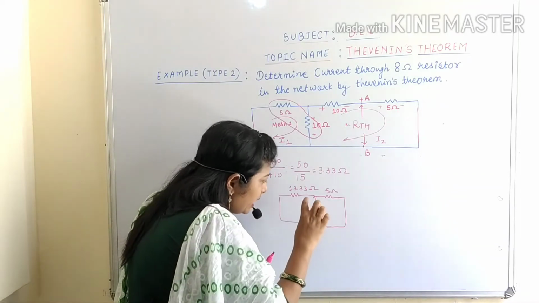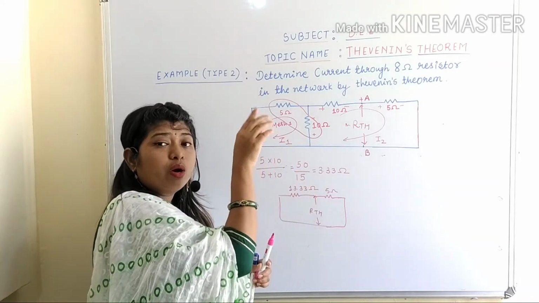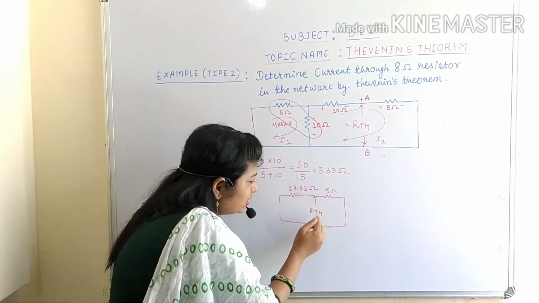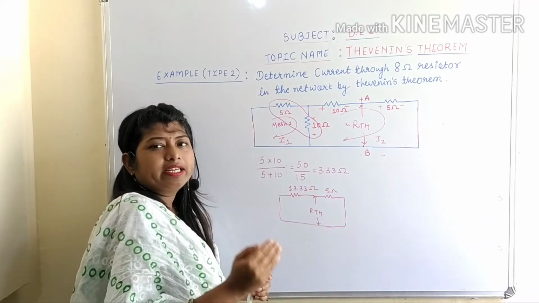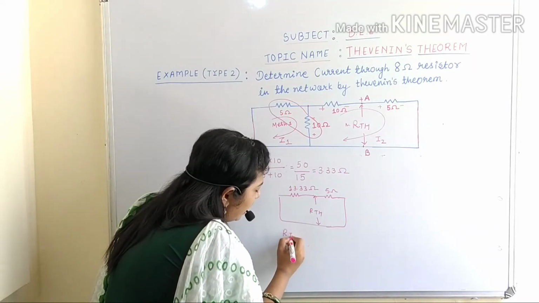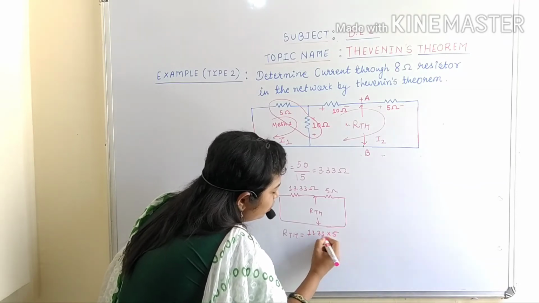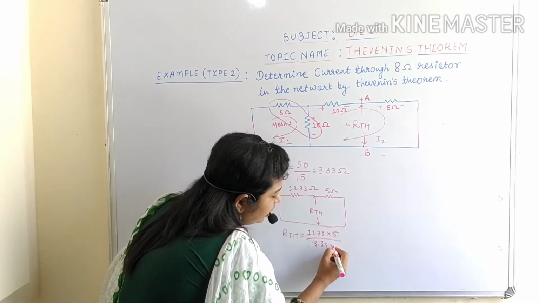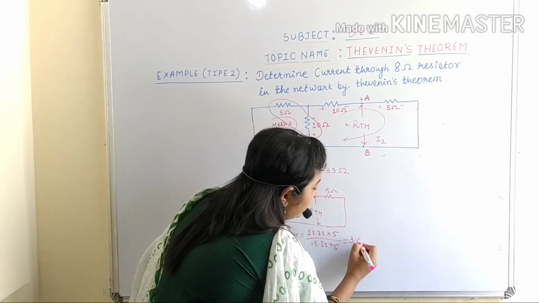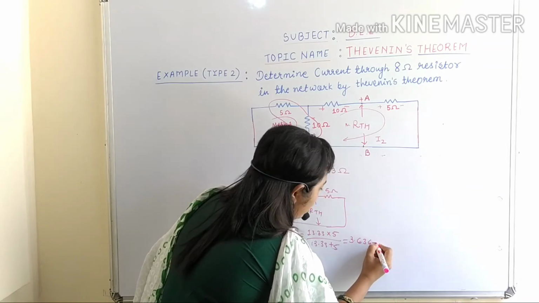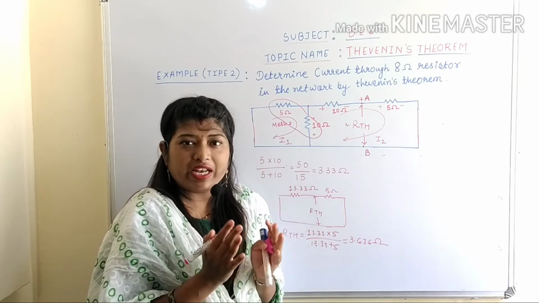Why? Because in between that we have assumed we need to calculate. Initially an 8 ohm resistor was there, am I right? So let's consider this is the 8 ohm resistor. So at this particular point current gets divided. So due to that RTH is equal to 13.33 into 5 upon 13.33 plus 5. After calculating this, you will be getting 3.636 ohm. I hope you have understood how to calculate Thevenin's equivalent resistance.